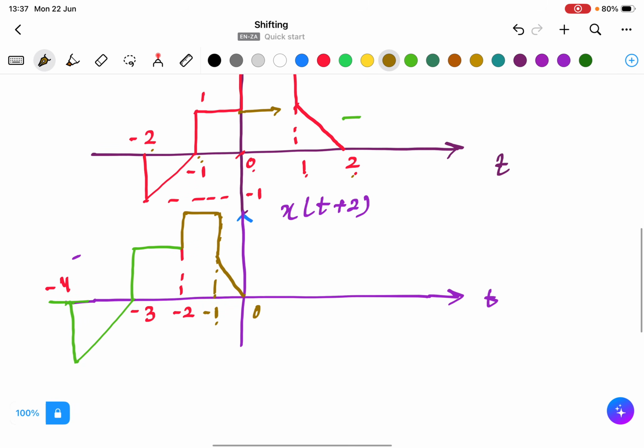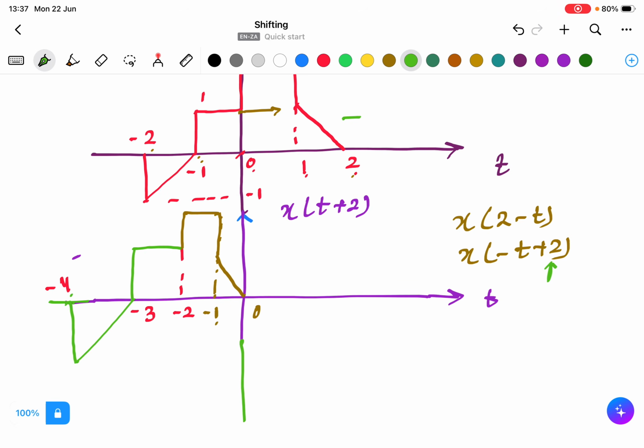This is your x of t plus 2, but our target is basically x of 2 minus t, or you can write it as minus t plus 2. So we already did this operation. We just have to include the presence of minus t, which we are again using as a scaling factor. So basically what we will do, we will rotate the signal. Whatever is on this side will come to the other side.